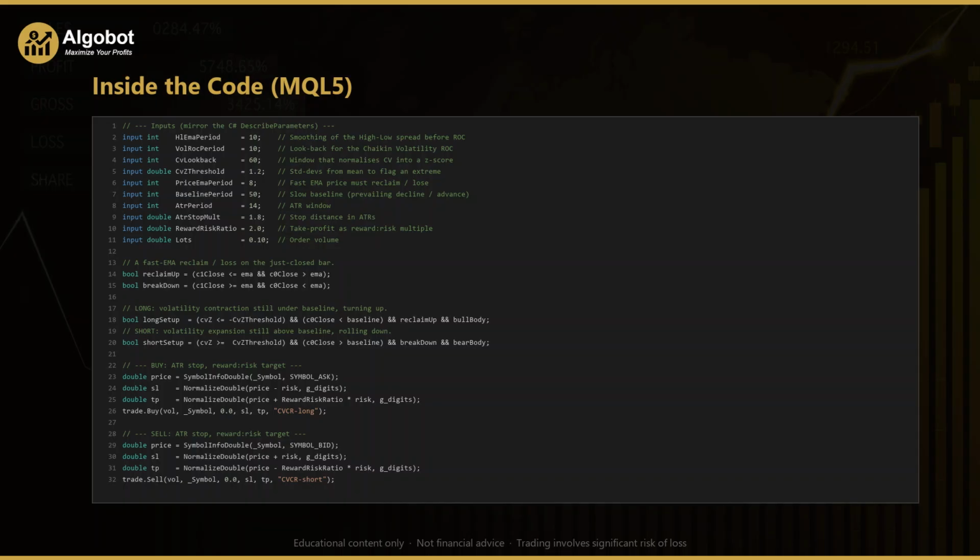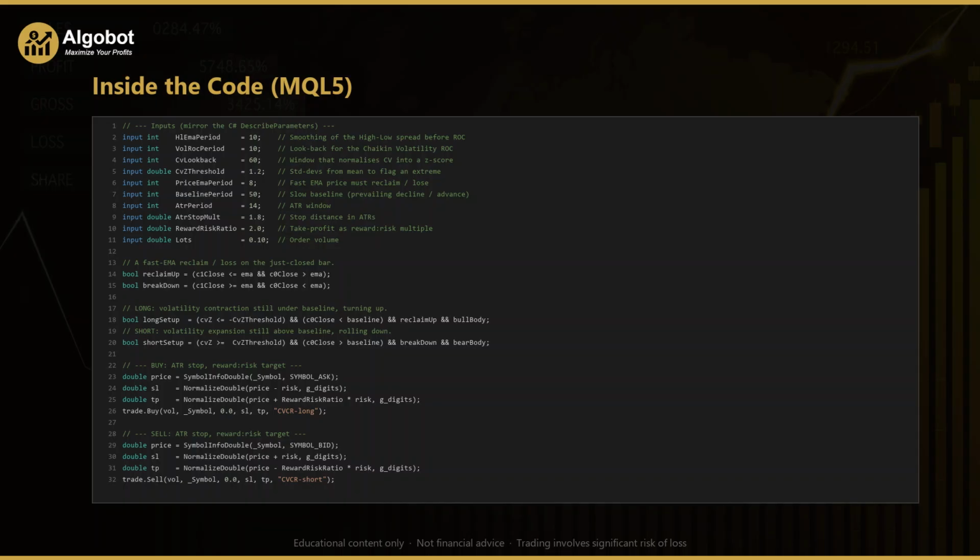Now the two signal blocks. Long setup fires only when all four parts are true. The volatility z-score is at or below negative CvZThreshold. Price is still under the baseline. We have a reclaim up, and the body is bullish. Short setup fires when the z-score is at or above the positive threshold, price is above the baseline, we have a breakdown, and the body is bearish.